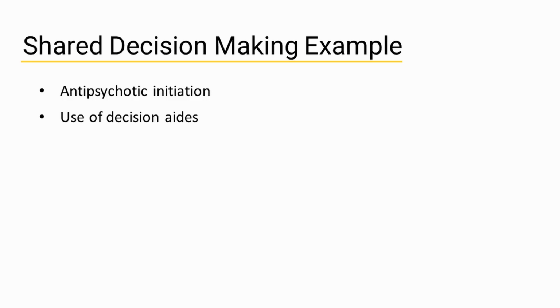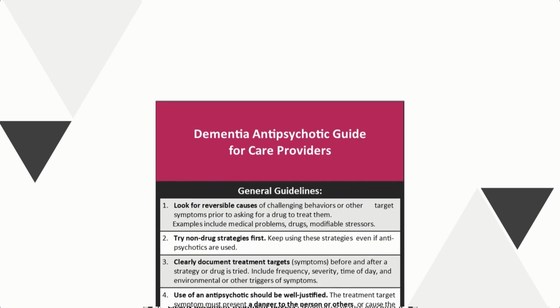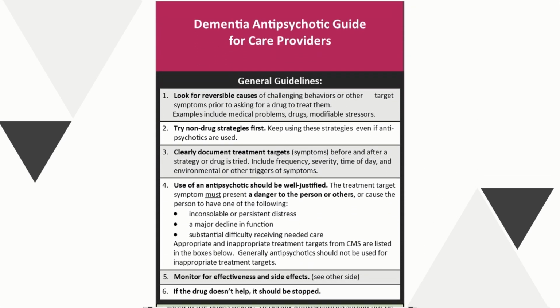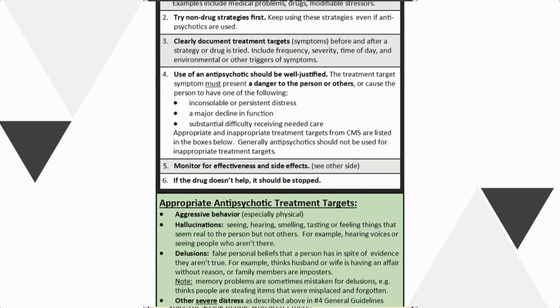We will use antipsychotic initiation to demonstrate shared decision-making. We have developed a fact sheet for antipsychotic use for family members, which is designed to facilitate shared decision-making. As you can see, the guide was written using user-friendly print and text and was designed as a tool that you can use to walk a decision-maker through the process of starting an antipsychotic.